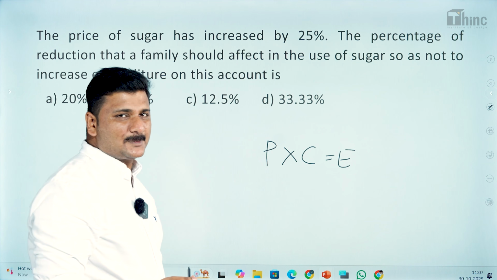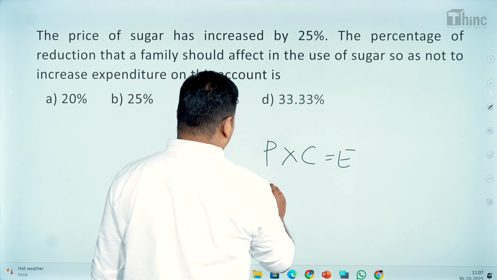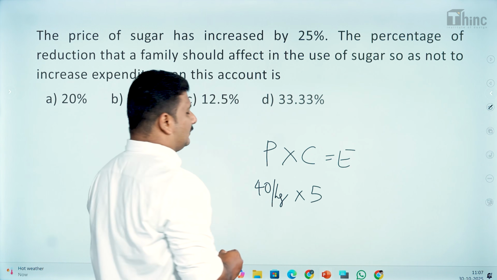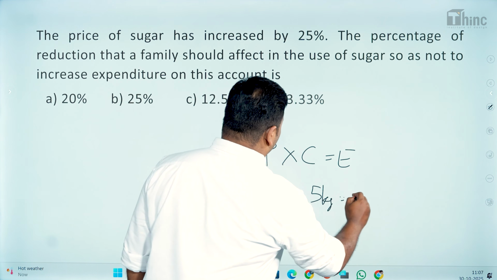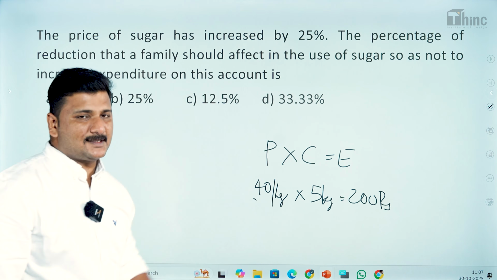Price into consumption is expenditure. For example, let's say the price of sugar is 40 rupees per kg, and I consumed 5 kgs. So what is the expenditure? It will be 40 into 5, 200 rupees, right? So price into consumption gives us expenditure.